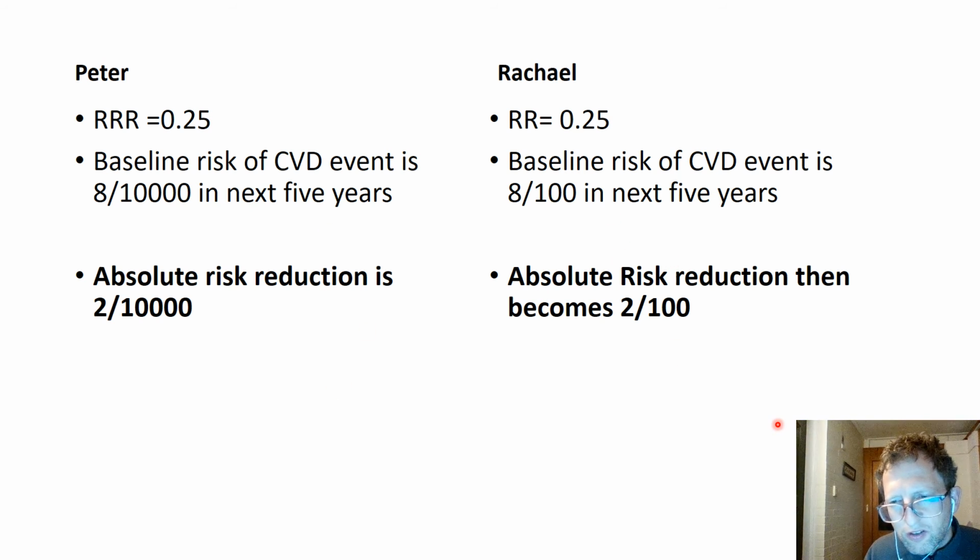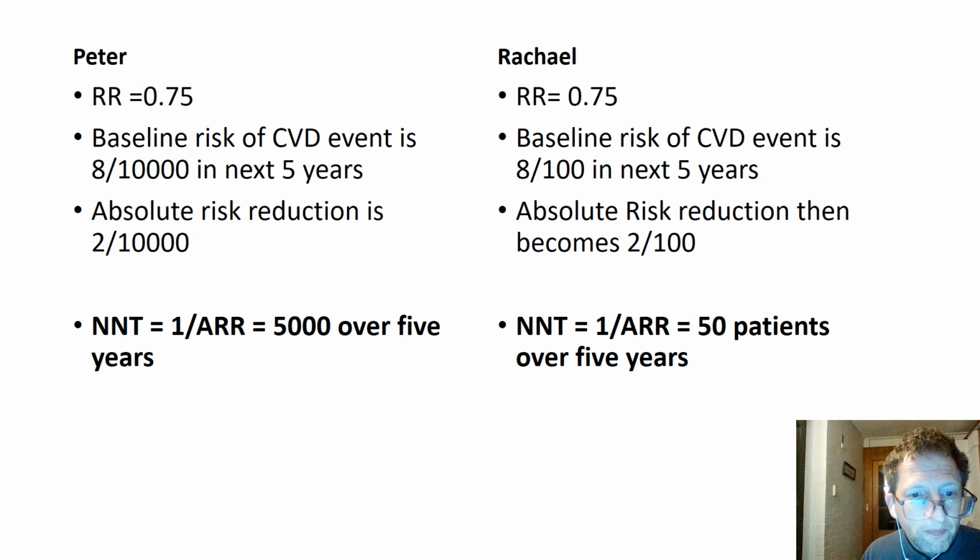And then I say, have you ever heard of the term number needed to treat? And they may not have. And I say another way of expressing it is, how many Peters would you have to treat for 5 years of statin to stop one heart attack? And I then get them to go through the maths of that. Basically I take them through the concept that you just go 1 over that absolute risk reduction, which will give you 5,000 over 5 years for Peter. So you have to treat 5,000 Peters to stop one heart attack in the next 5 years, but only 50 Rachels. And so that's how I introduce those concepts.